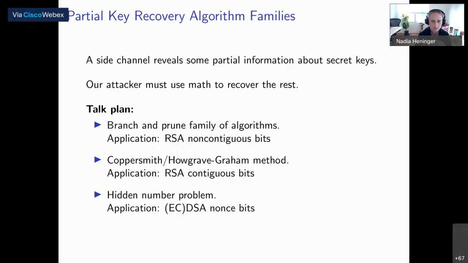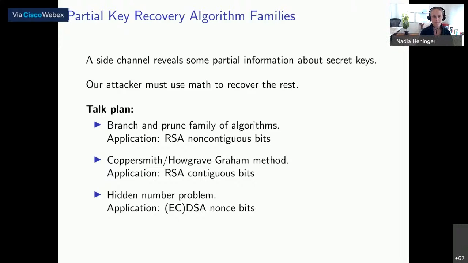So the first family is the branch and prune family of algorithms. And the main application for this is the context of RSA, when non-contiguous bits of secret keys are known and you need to recover the rest. Then I'll talk a little bit about Coppersmith-Howgrave-Graham lattice methods, and the application here is RSA if you know many contiguous bits. And then I'm excited to talk about some new things about the hidden number problem, which is often used to cryptanalyze DSA and ECDSA for side channel attacks that can recover some bits of the nonce for the signature.